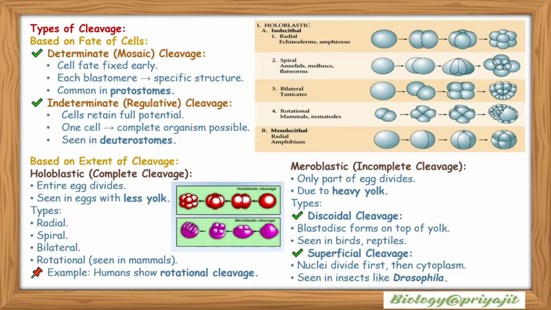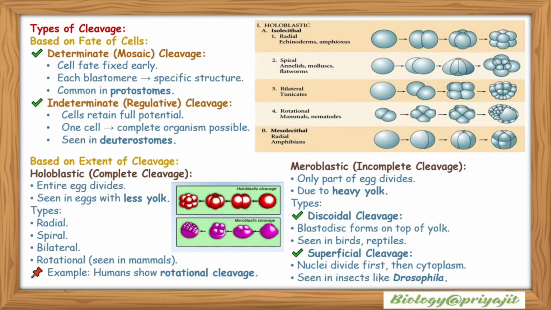Types of cleavage based on fate of cells: determinate or mosaic cleavage, where cell fate is fixed early. Each blastomere has a specific fate. It is common in protostomes. Indeterminate or regulative cleavage, when cells retain full potential, so one cell can form a complete organism. It is seen in deuterostomes.